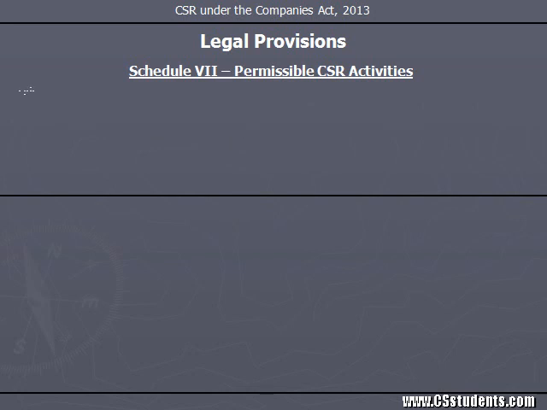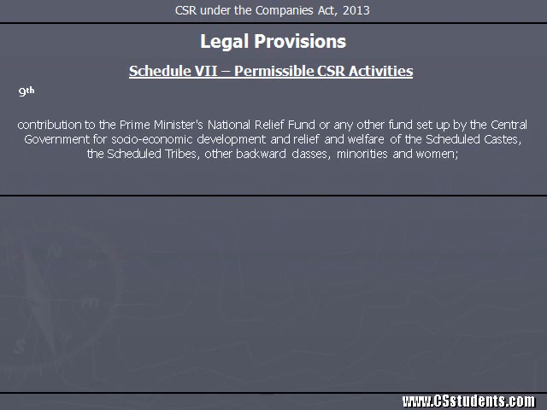The ninth option of CSR activity is contribution to the Prime Minister's National Relief Fund, or any other fund set up by the central government, for socio-economic development, and relief and welfare of the scheduled castes, the scheduled tribes, other backward classes, minorities and women. So, if the company is not able to undertake any CSR activity by itself, it can give donation to any such fund.